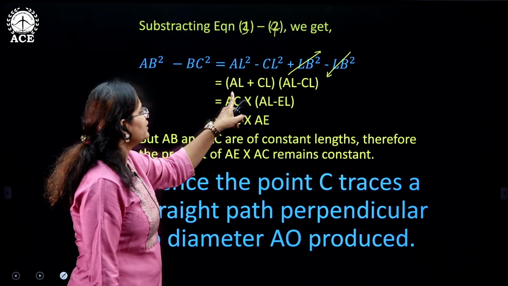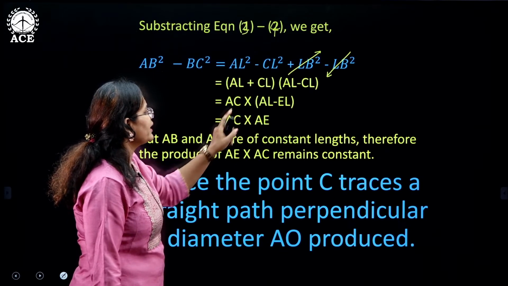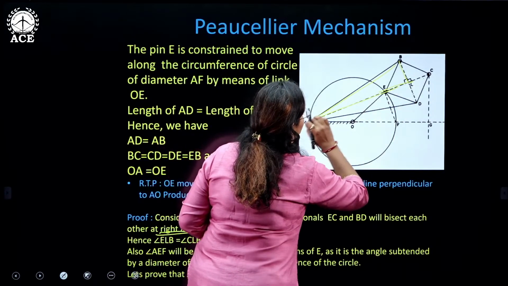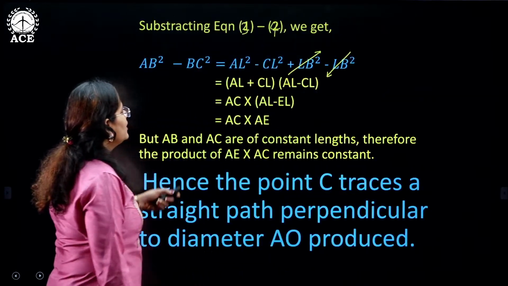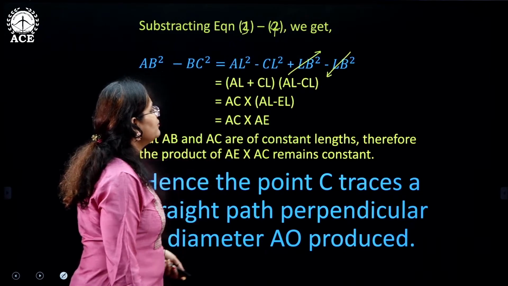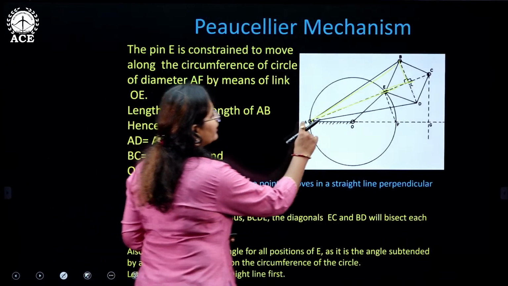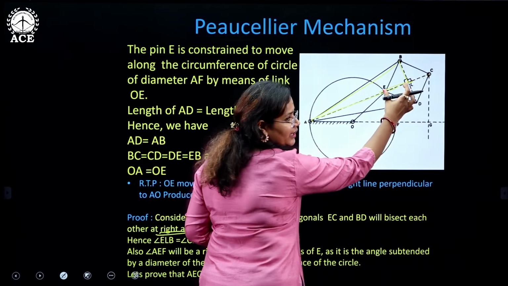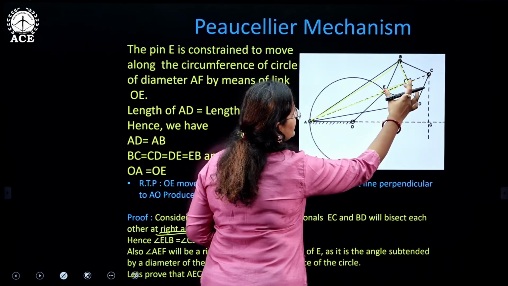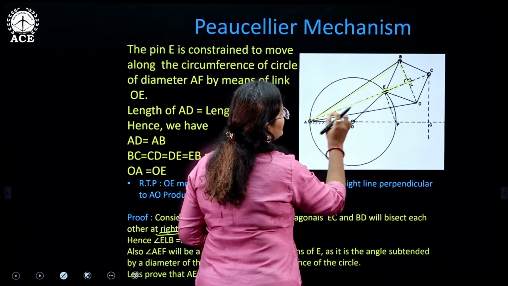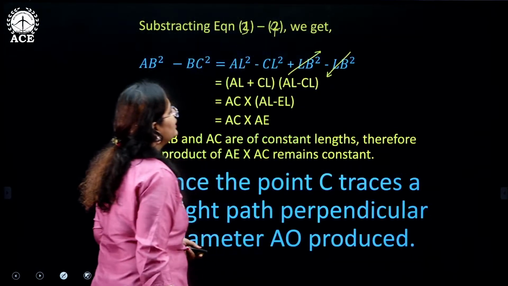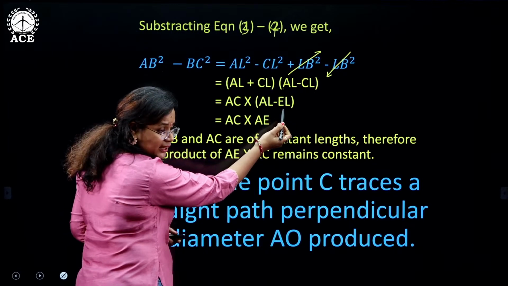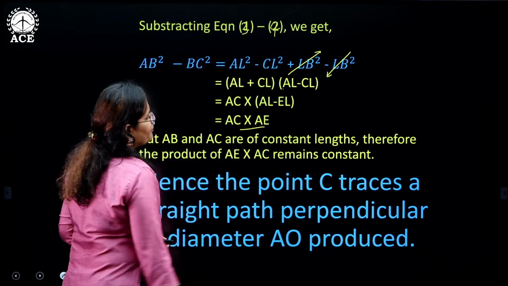Then again you can write here AL plus CL is nothing but AC. See, AL plus CL. This is total of AC. Then AL minus CL, I am writing about AL minus CL. So this CL is equal to EL. So can I write AL minus EL? Again it will form the line of AE. So finally AL minus CL is converted into AL minus EL and then finally AE.